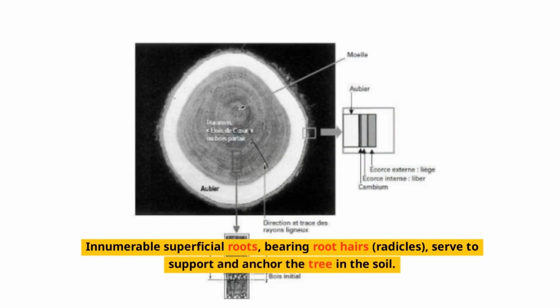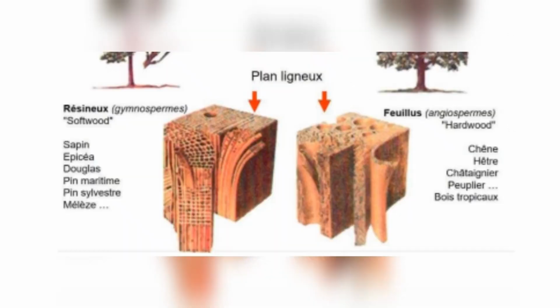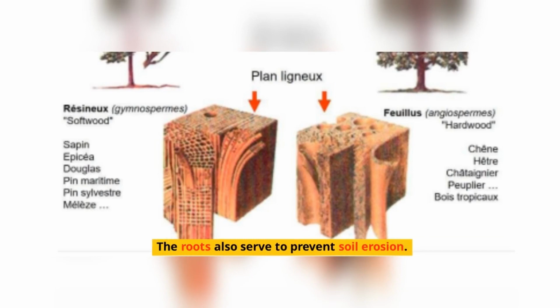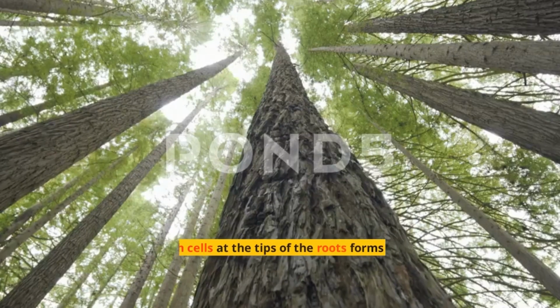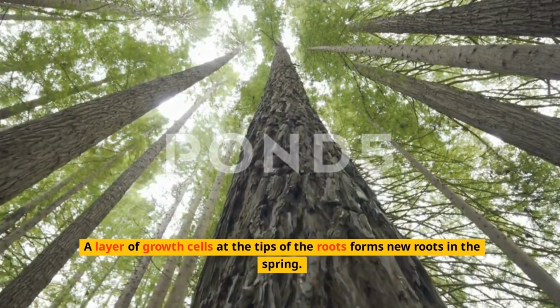Innumerable superficial roots, bearing root hairs, radicals, serve to support and anchor the tree in the soil. The rootlets, which are living cells, draw water, minerals and nitrogen from the soil to nourish the tree. The roots also serve to prevent soil erosion. A layer of growth cells at the tips of the roots forms new roots in the spring.